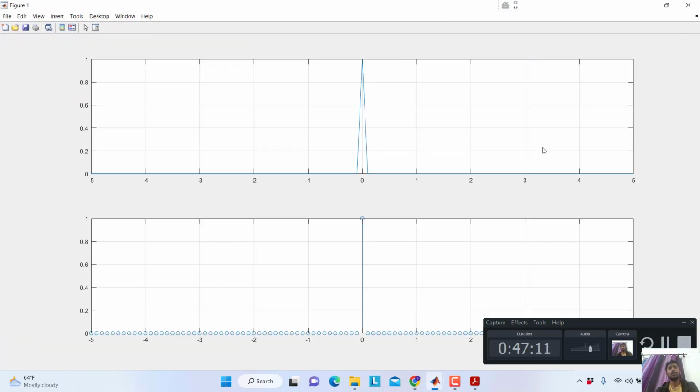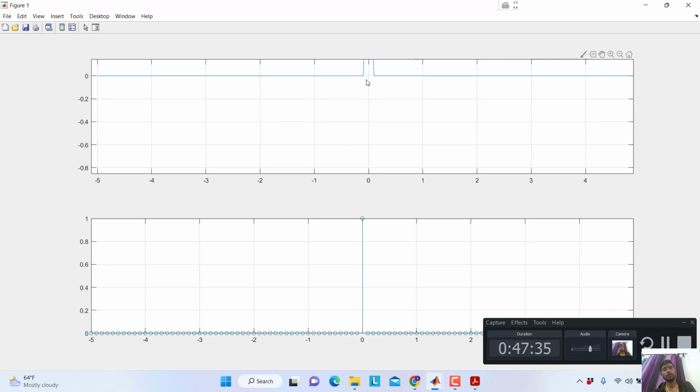Okay, so for that first plot, we have two rows. Subplot 2 1 1: two rows, one column, and this is the first plot. The second plot is in the second row, first column. The first plot is representing a continuous delta pulse. Okay, that will become one.